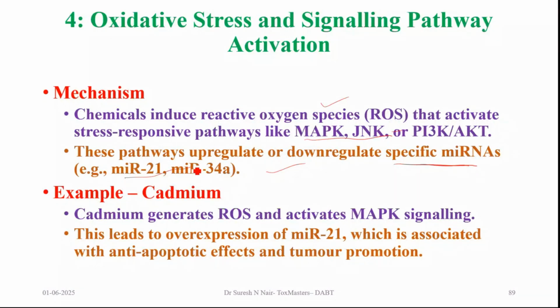And this cadmium generates ROS and activates the MAP kinase pathway. And this leads to the overexpression of MIR21, which is associated with the anti-apoptotic effect. So when this microRNA gene is activated, what will happen? That will produce more anti-apoptotic effect. That is, even when the defective cells are formed, those cells are not dead, which is a classical change that is occurring in the progression stage of the cancer, tumorigenesis.